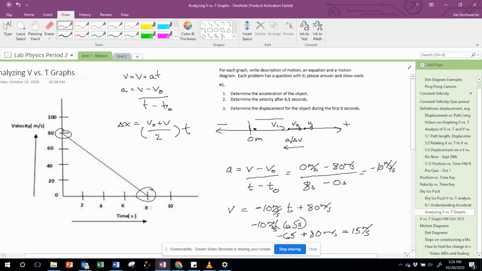And then to figure out the displacement for the first 8 seconds, this is going to be your initial velocity plus your final velocity, divided by 2, times 8 seconds, or 40 times 8, which is going to be 320 meters. And there you have it. This is really number 3, not number 1, and those 3 parts.